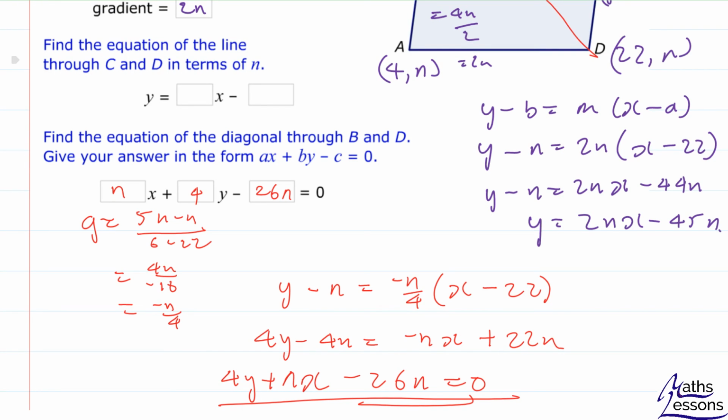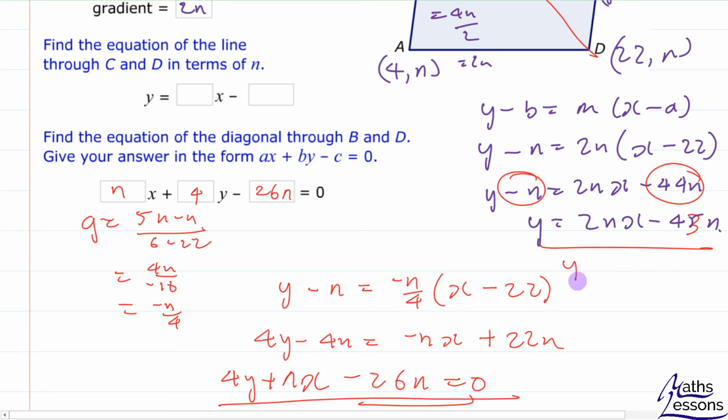Sorry, just realised I've made a mistake in there. I had this gut feeling. There's minus n here, minus 44. I've got to add on the n to get minus 43n in this question. So it should be y equals 2nx minus 43n.